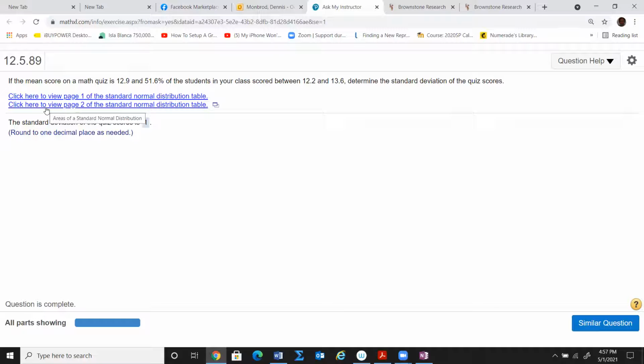The mean score on a math quiz is 12.9, and 51.6% of students in the class scored between 12.2 and 13.6. Determine the standard deviation of the quiz scores. So it's kind of a weird question. It's kind of forcing you to think about the ideas in reverse. You have to reverse engineer the solution, find out how they got these numbers, and then we'll be able to see what that standard deviation is.